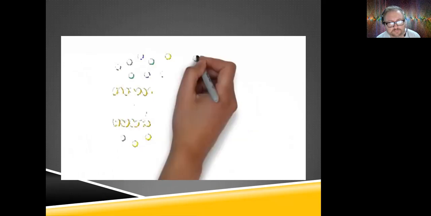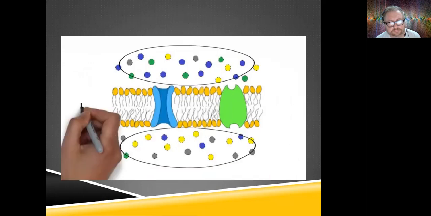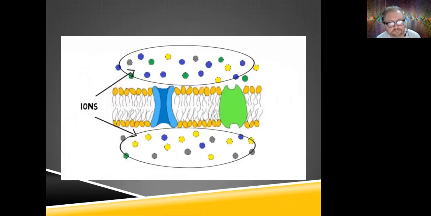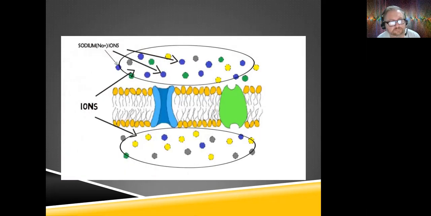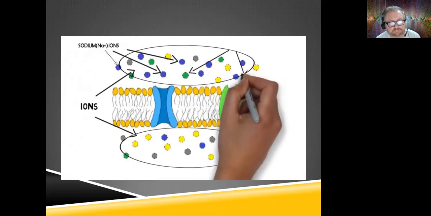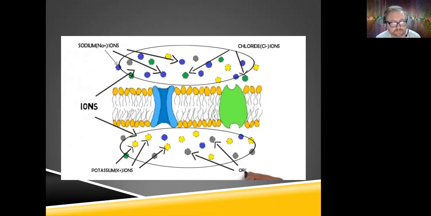The difference in electrical charge develops due to the grouping of ions on the inside and the outside of the membrane. Ions are atoms that have either lost or gained electrons, and thus have a positive or negative charge. There are several ions that play an important role in the membrane potential of neurons. There are positively charged sodium ions, represented by these blue circles, and negatively charged chloride ions, represented by these green circles. When a neuron is at rest, the sodium ions and chloride ions are more prevalent outside of the cell. There are also positively charged potassium ions, represented by these yellow circles, and various negatively charged ions, often referred to as organic anions, represented by these gray circles.